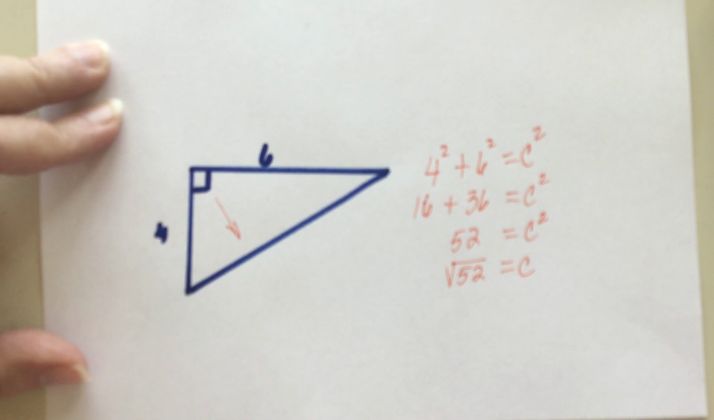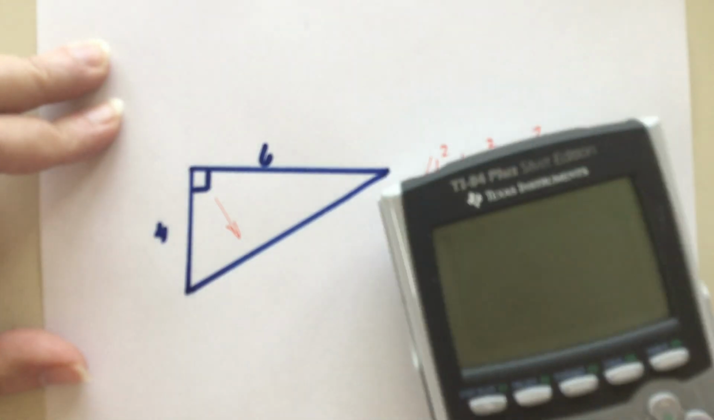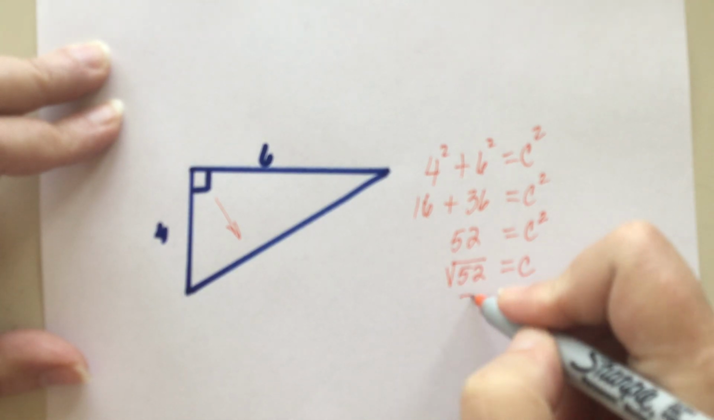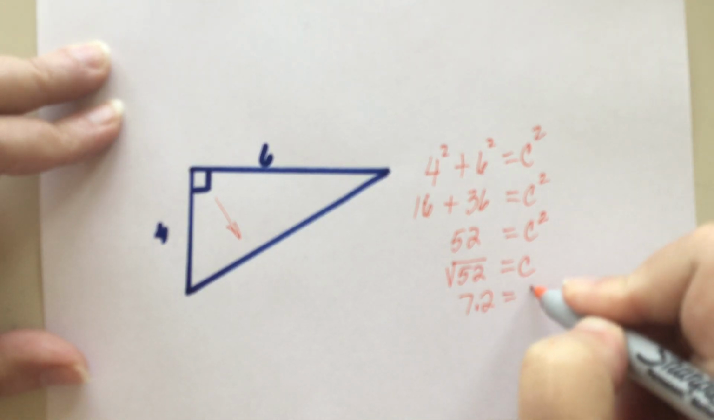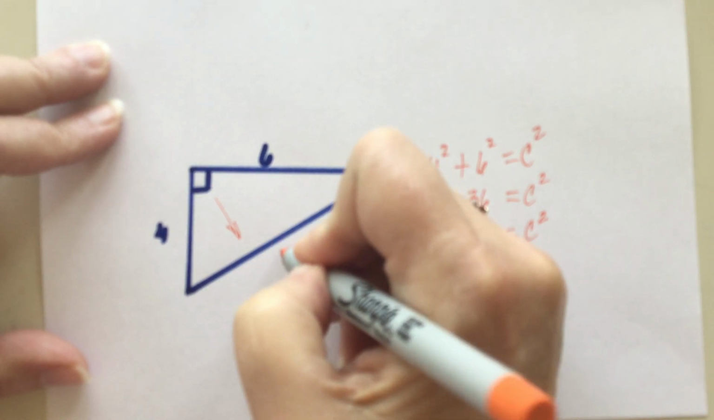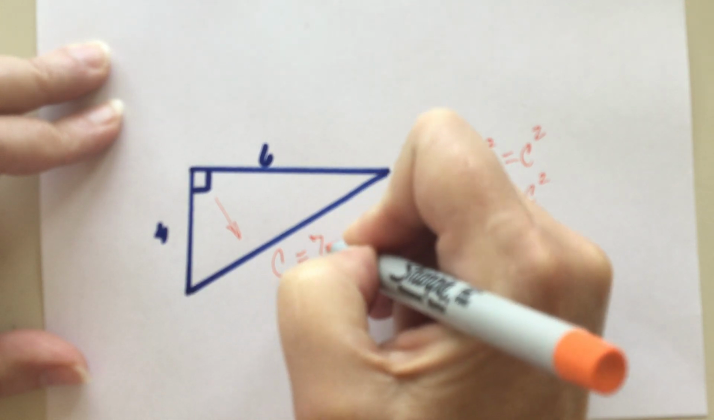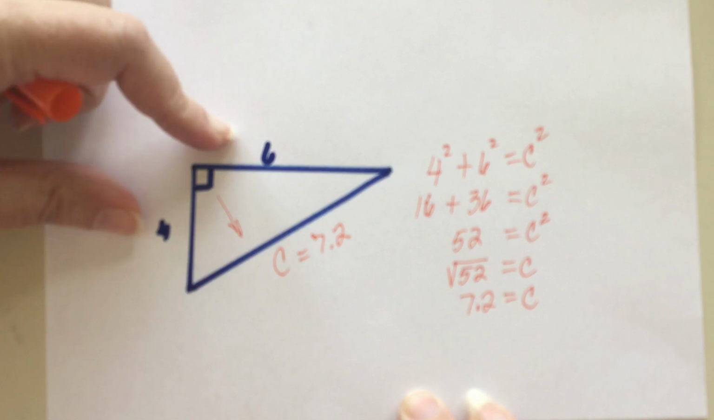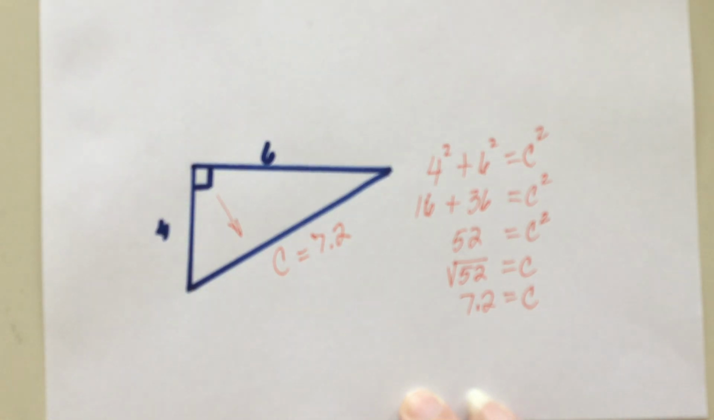Here's where I'm going to want a calculator. So I grab a calculator, I put in the square root of 52. It's approximately 7.2, rounded off to one decimal spot. It's 7.2 equals c. This missing side right here is about 7.2. That makes sense too. The hypotenuse should always be the longest side of the triangle.